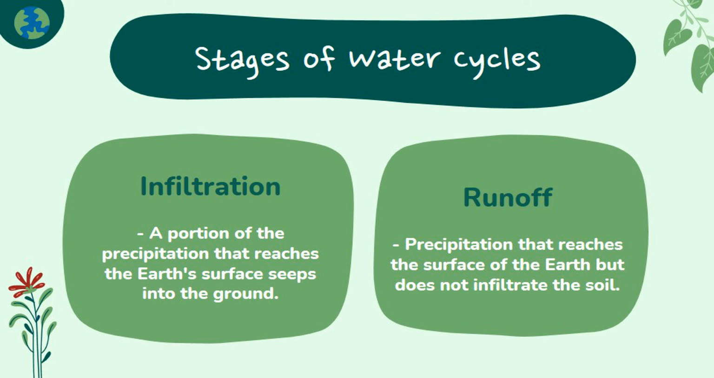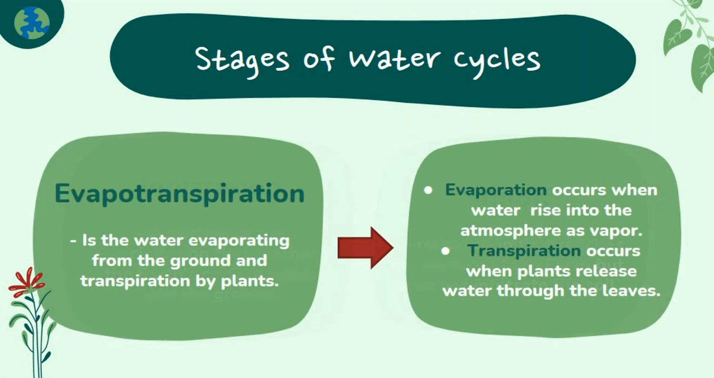Runoff will eventually drain into creeks, streams, and rivers, adding a large amount of water to the flow. Lastly, evapotranspiration is water evaporating from the ground and transpiration by plants. Evapotranspiration is the way water vapor re-enters the atmosphere.